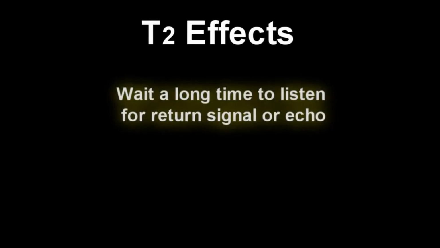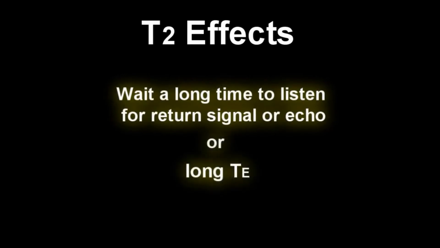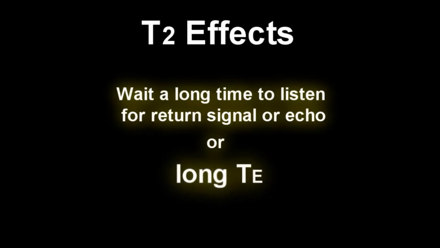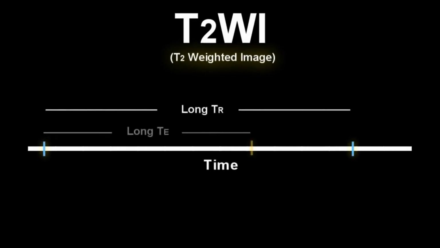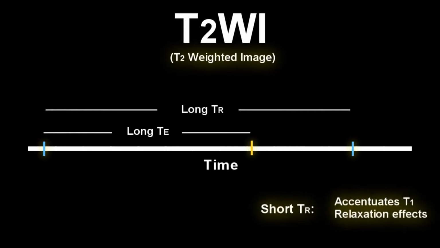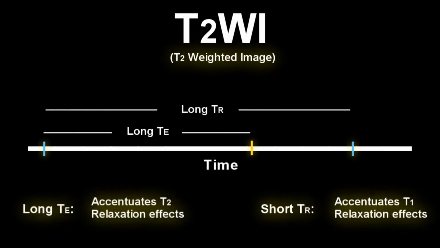T2 effects, on the other hand, are accentuated by a prolonged echo time to allow the spins to move away from each other and accentuate the differences in T2 relaxation between regional tissues or chemicals. So a T2 weighted image is obtained with a pulse sequence of a long TR and a long TE, decreasing the T1 effect with the long TR and enhancing the T2 effects with the long TE.